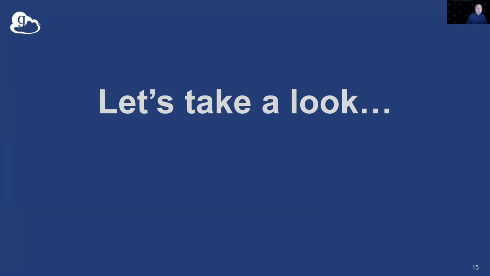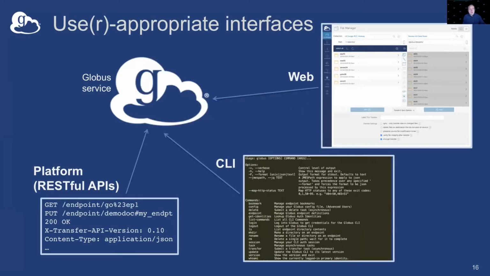Okay. So what you saw there was this web application, but Globus has a couple other interfaces that you can use to work with the service. There's a command line interface, and then there's also a REST API. And the REST API is really what underpins both the web app and the CLI. They both talk to the same REST API, but you can access this REST API directly in your Science Gateway, and that's essentially the bulk of what we're going to talk about today.